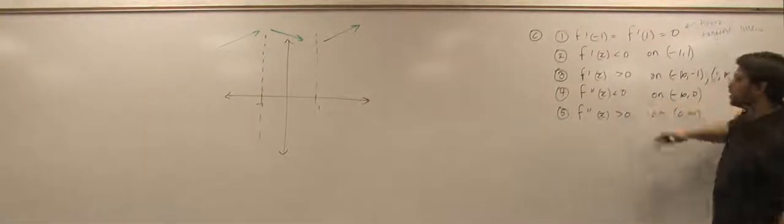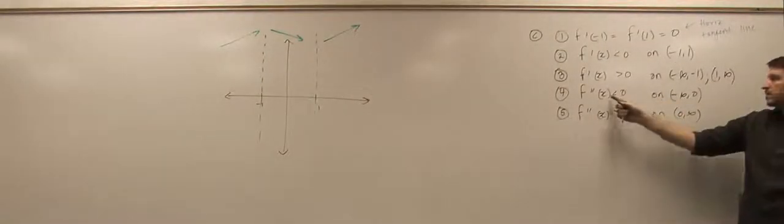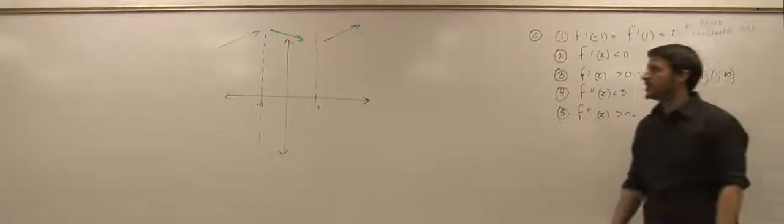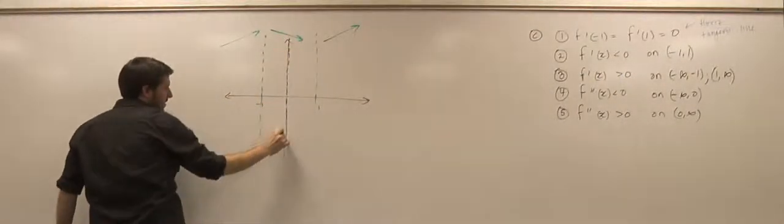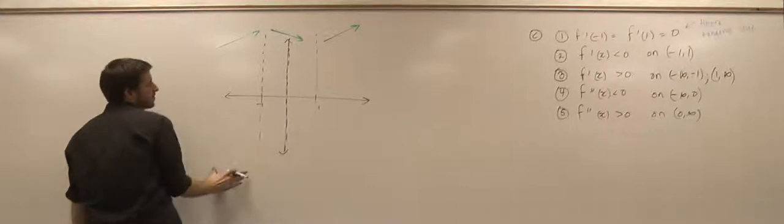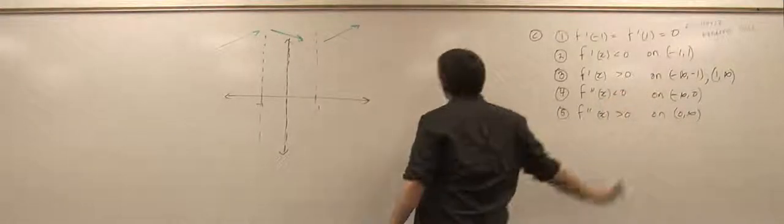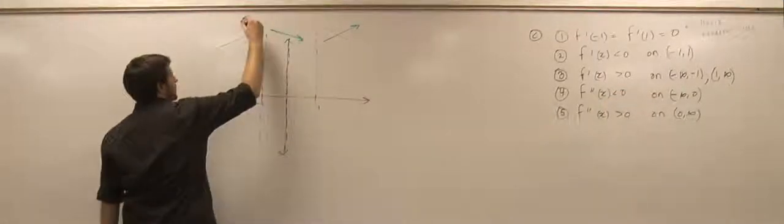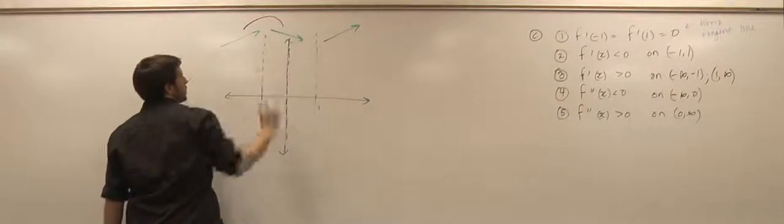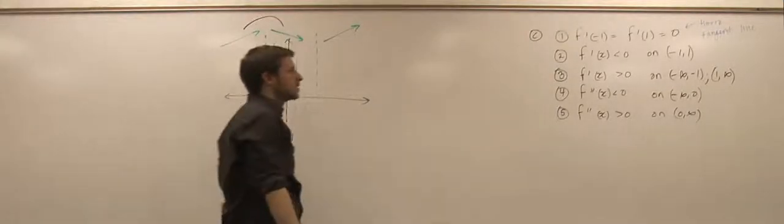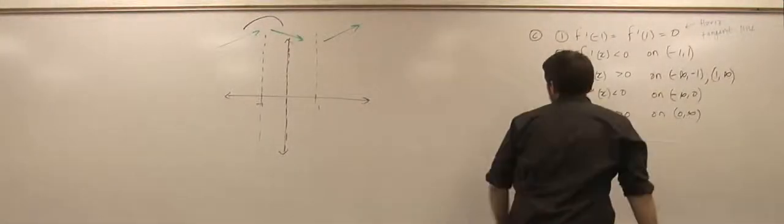For concavity, f double prime is less than 0 on negative infinity to 0. So I change concavity at 0. And the concavity here says negative, concave down on the left, like this. It says positive, concave up on the right.